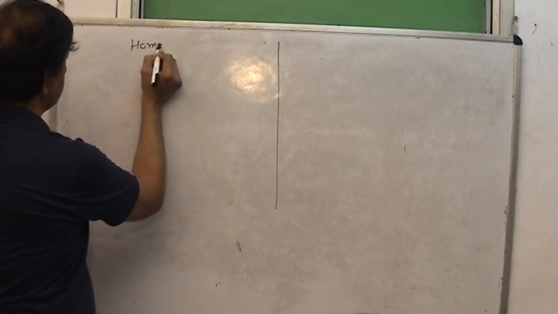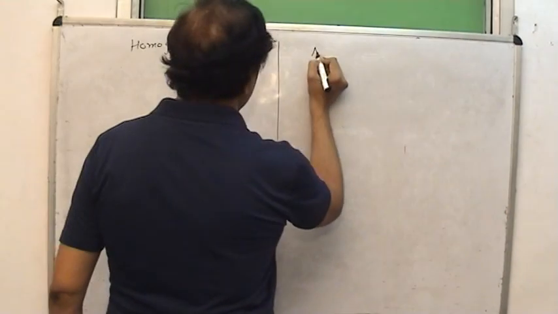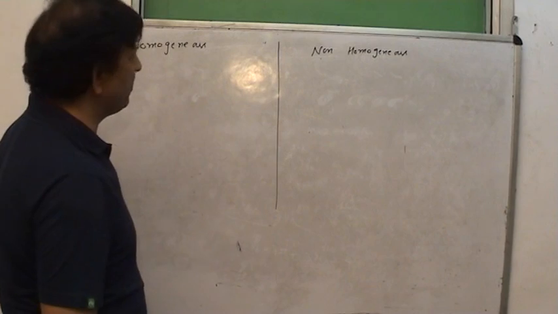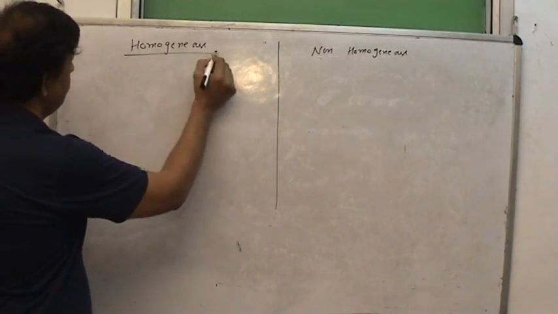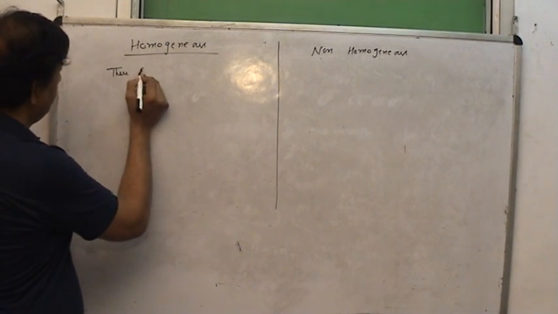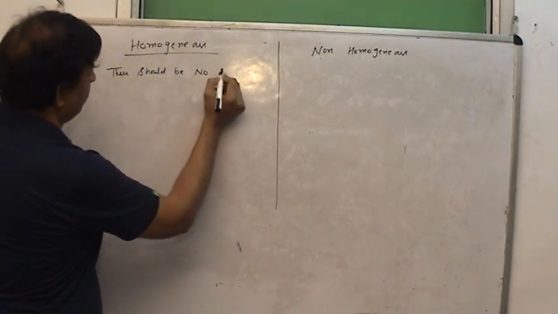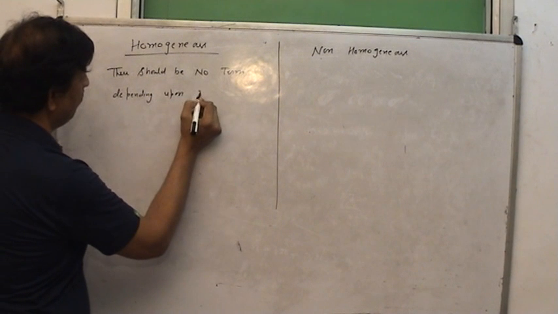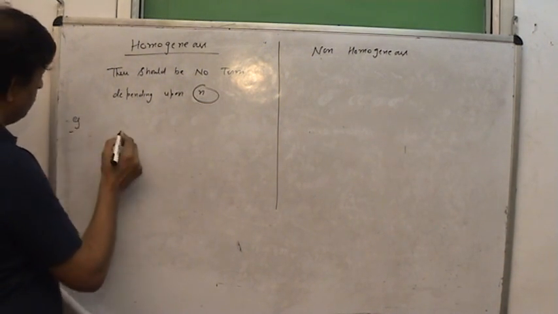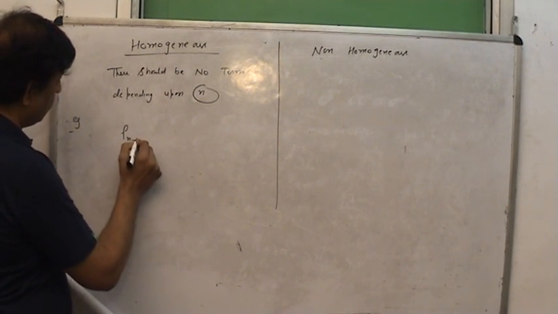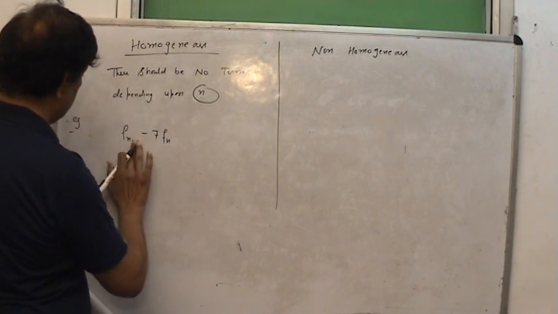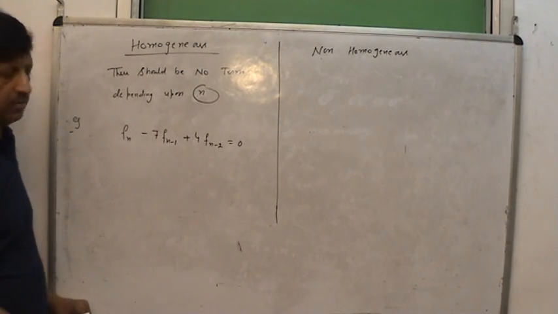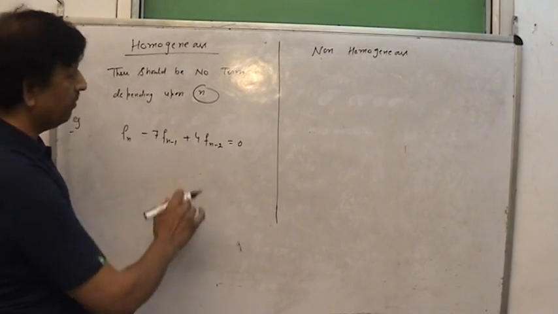So, let us take two examples simultaneously. Here there are homogeneous and non-homogeneous. What is the difference between both the recurrence relations? I say homogeneous means there should be no term depending upon n. For example, say that is f_n minus 2 minus 7 times f_n minus 1 plus 4 times f_n minus 2 is equal to 0. This recurrence relation does not depend on any value of n.